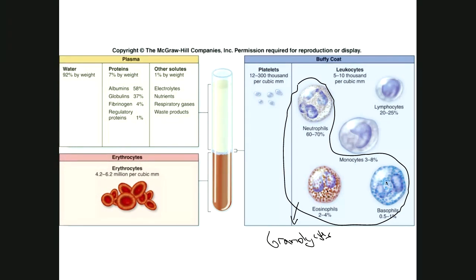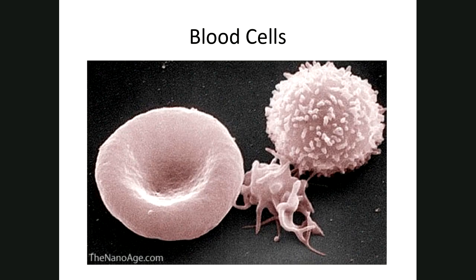But these, if you look at them, they don't have any granules in them. And so those are called agranulocytes. If you put A in front of a word, it means no or without. So we can immediately divide them up into these 2 groups. So let's look at these white blood cells.